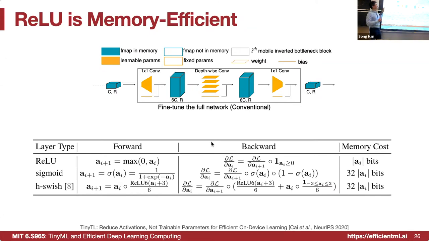And also the ReLU activation function is quite efficient. When you calculate the ReLU function, this is the forward, and this is the backward. We just indicate whether a location is positive or negative, which requires just one bit to store. So memory cost is just one bit per parameter, compared to other activation functions, either sigmoid or h-swish, where the backpropagation is more complicated and requires us to store the entire activation. So this is 32 times cheaper than other activation functions.